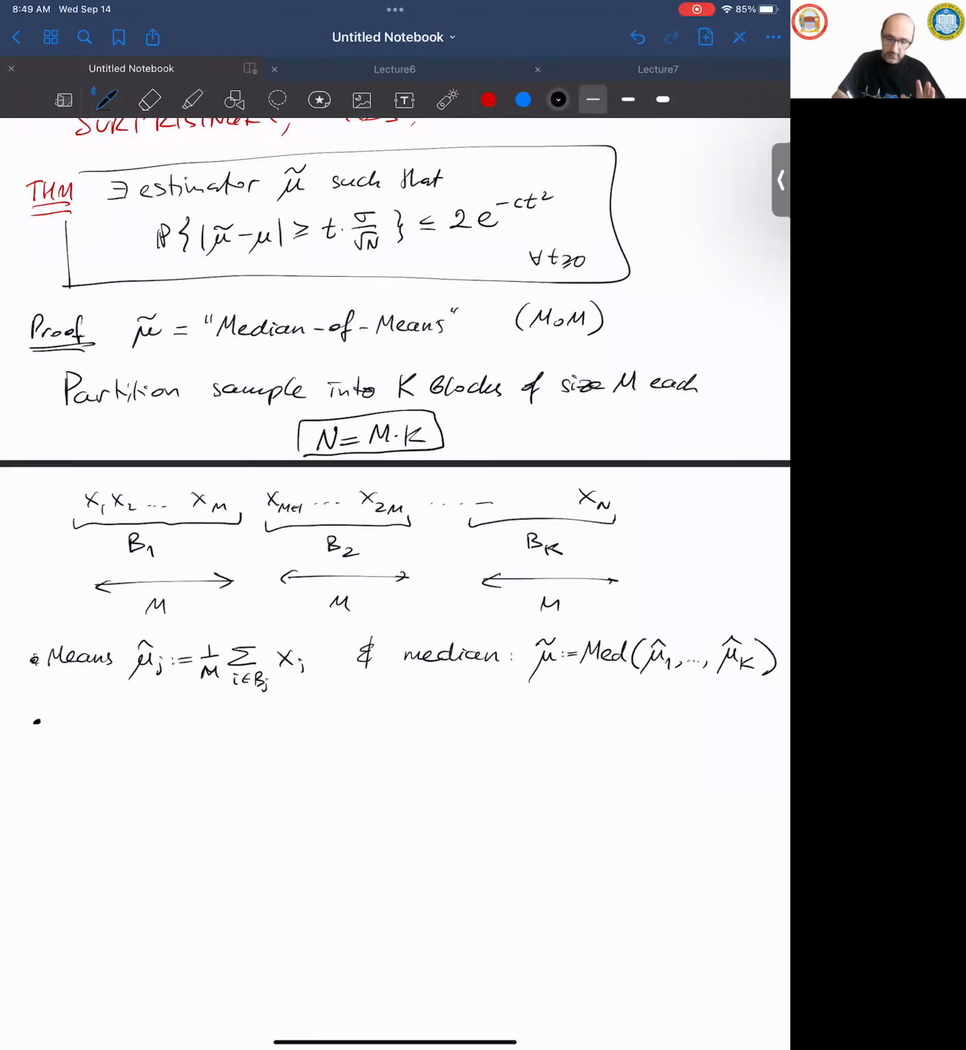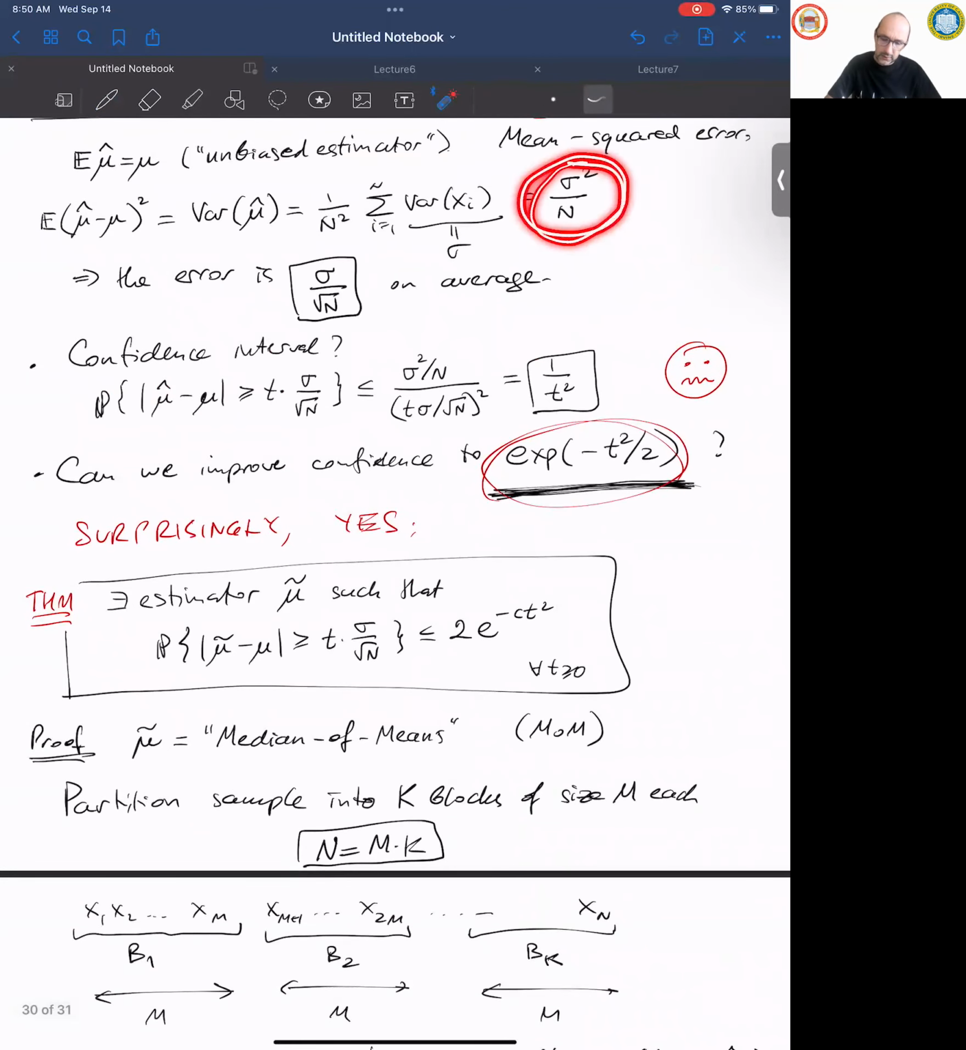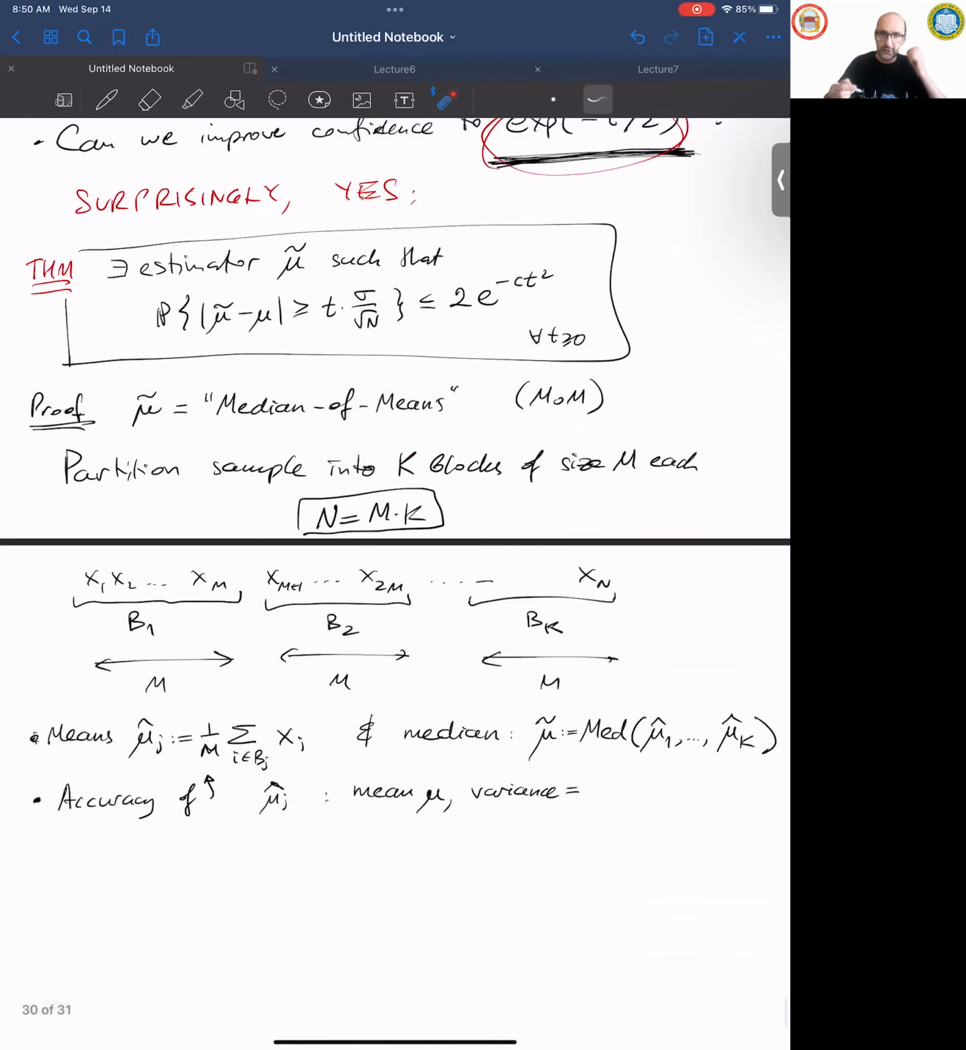Okay, first of all, let's look at the accuracy of each mean estimator, mu j hat. Well, the mean is always correct. The expected value is always the same. They are all unbiased estimators, obviously. The variance, we just did this before. The variance is sigma squared over n, but this time we're not taking n, we're taking m of them. So the variance is sigma squared over m.